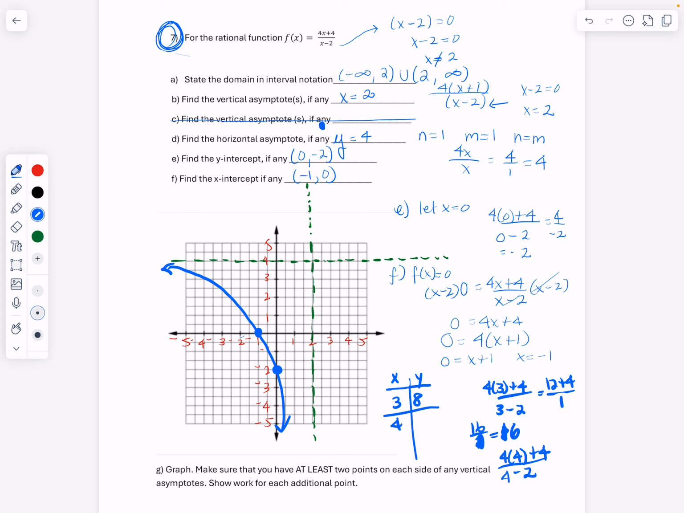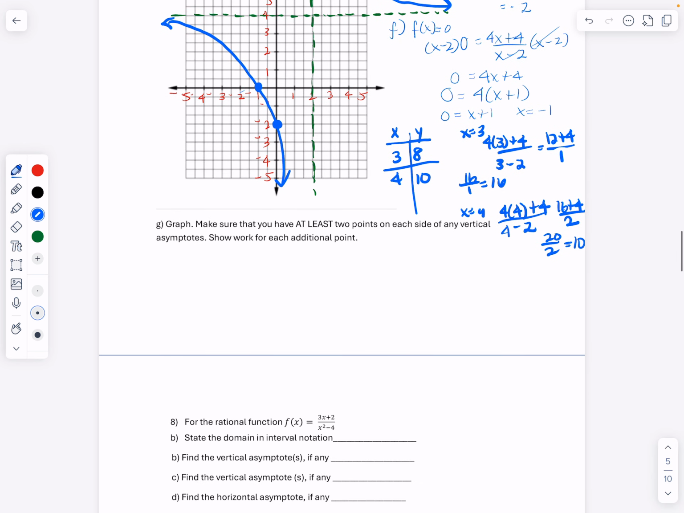Now let's go back to plugging in 4. So this is x equals 3, x equals 4. I'm going to clean this up a little bit. Okay, so 4 times 4 is 16. 16 and 4 is 20 over 2. So 20 divided by 2 is 10. So 4, 10. We can see we've dropped down a little bit. So my graph is going to do that. Okay, so that is my graph for that one.